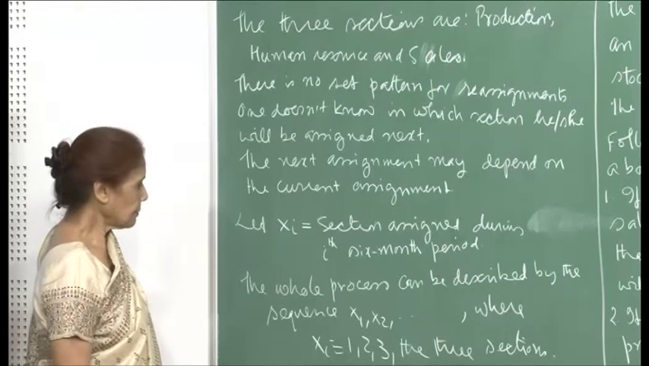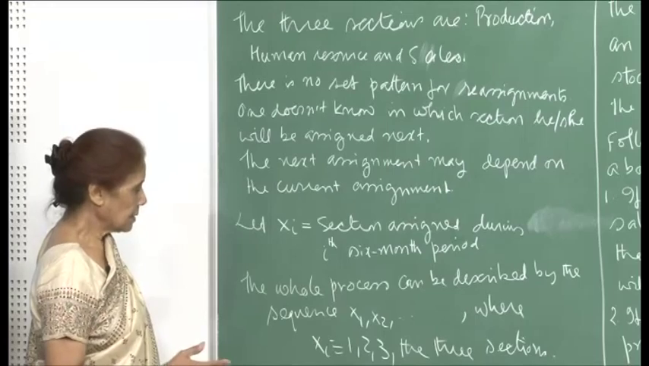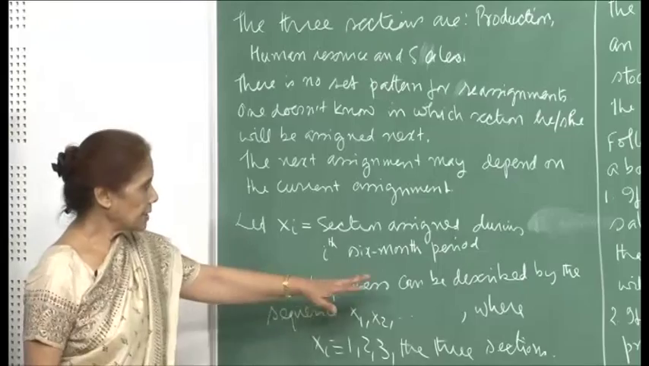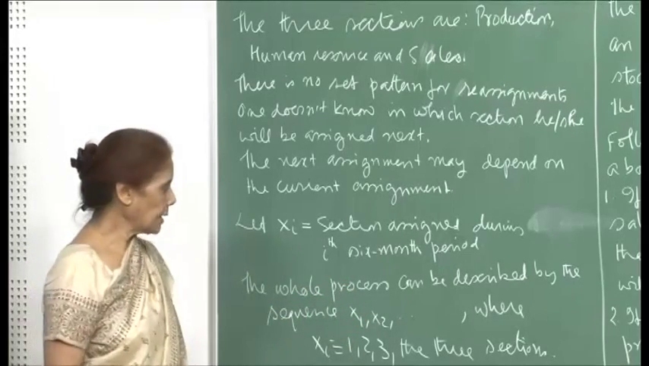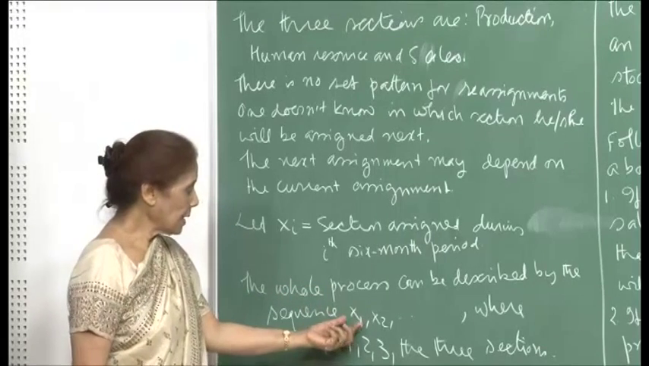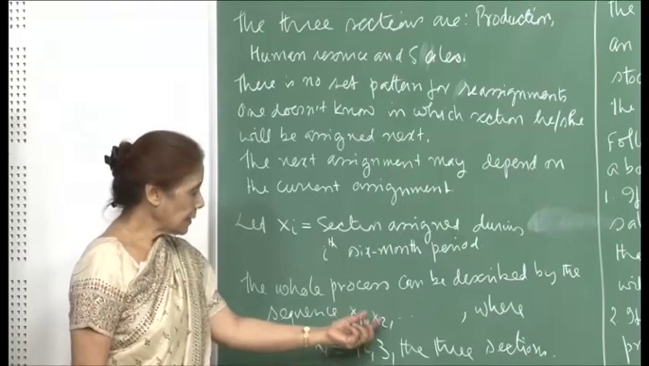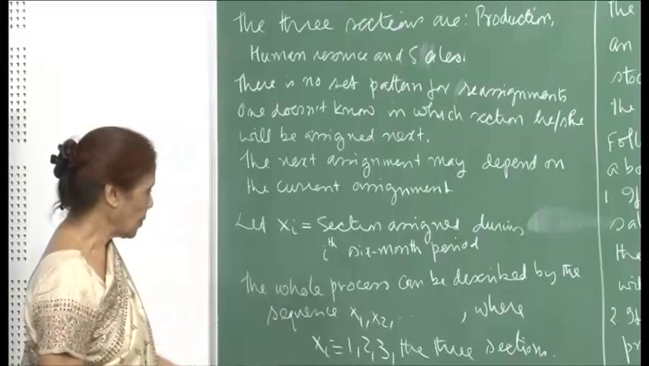Okay. And then the whole process of sections being assigned to a particular employee can be described by the sequence x1, x2, and so on. Over your planning horizon, x1 will tell you that in the first 6 months the particular employee is in this section, whatever the value of x1, then x2 will tell you the section he is in during the second 6 month period, and so on, right.